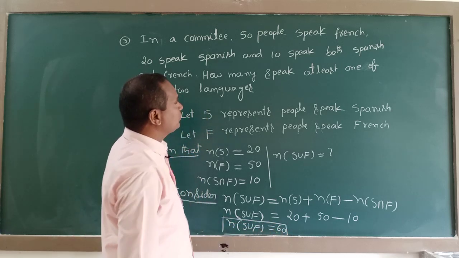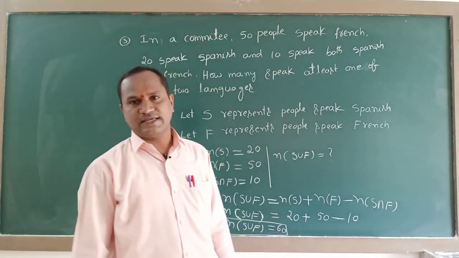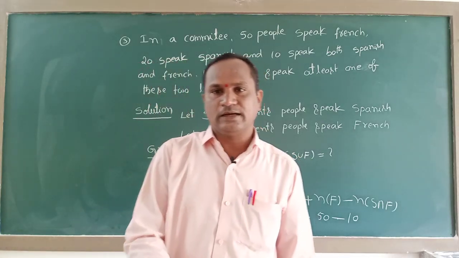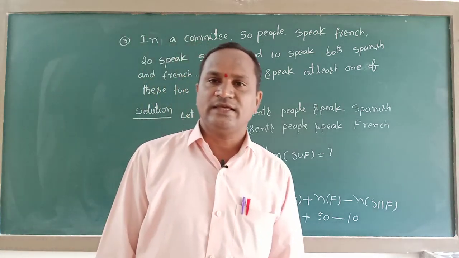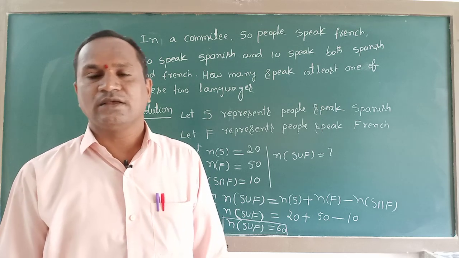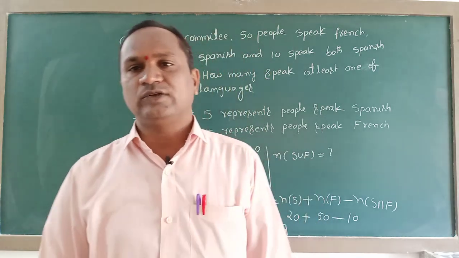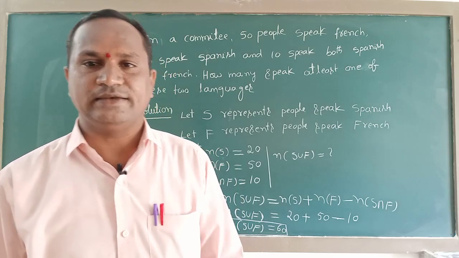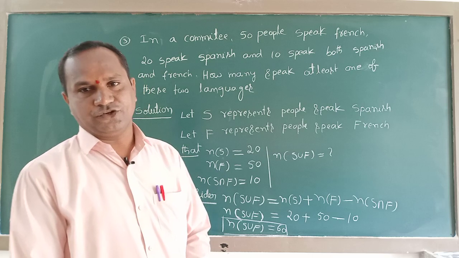60 people speak at least one of these two languages, either Spanish or French. That's right, either, or, at least. Words like these, you must directly consider as belonging to union. Now we are going to draw the Venn diagram for this question.